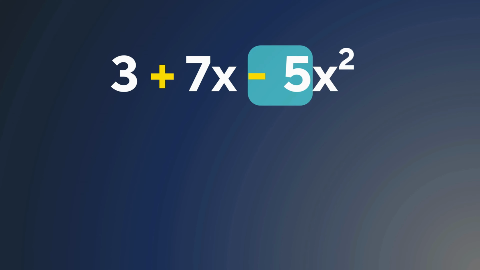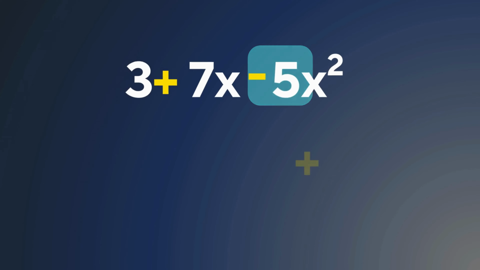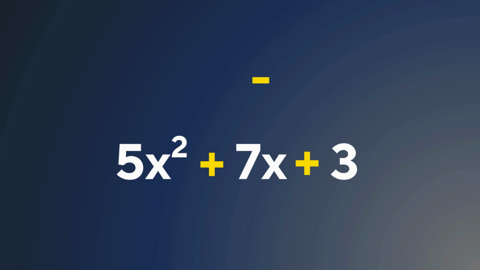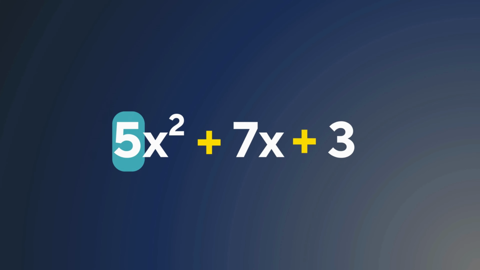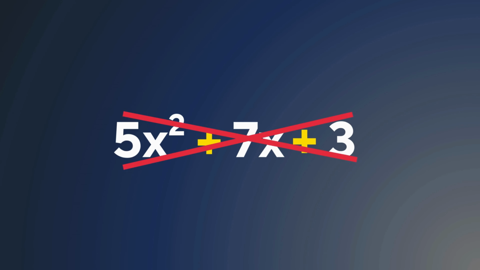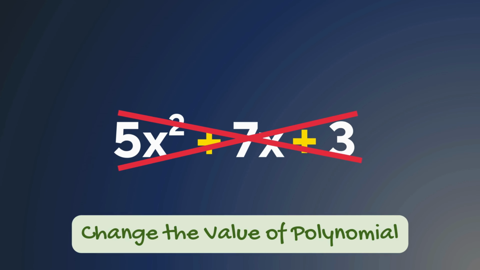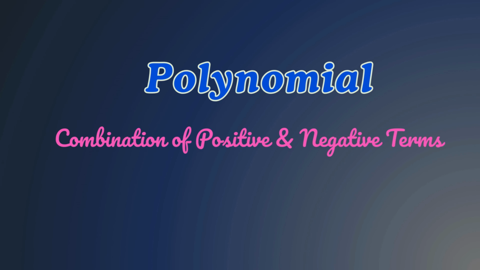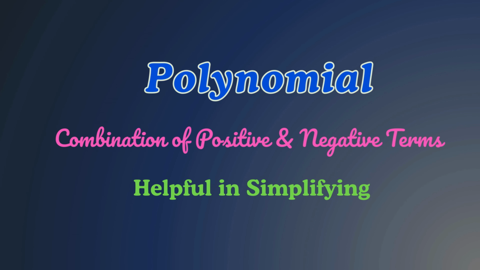If you think of the negative sign in front of the 5x squared term as part of its coefficient, then you'll realize that when we move it to the front of the polynomial, the negative sign has to come with it, because it's really a negative term. If we don't bring the negative sign along with it, we'll be changing it into a positive term, which would actually change the value of the polynomial. And in addition to helping us rearrange them, treating a polynomial as a combination of positive and negative terms will be very helpful when we need to simplify them, which just so happens to be the subject of our upcoming video.